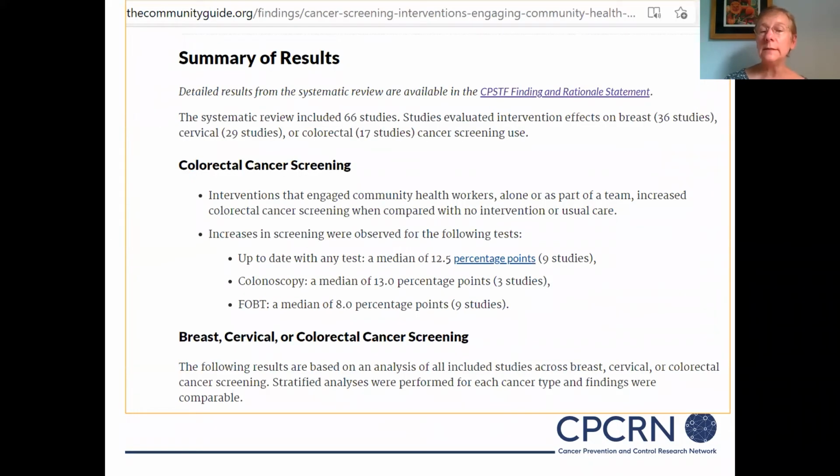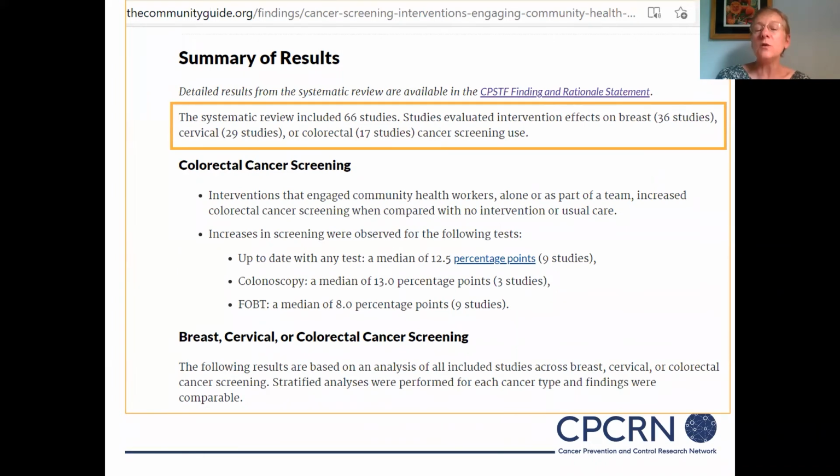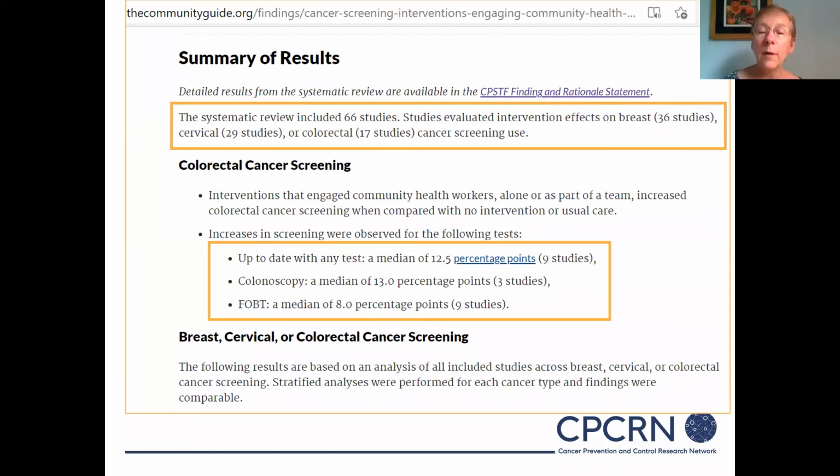And here's the results, and so the first thing you see is the number of studies that were reviewed, 66 in total, of which 17 were studies of colorectal cancer screening. And then you will also see that they tell you the magnitude of the effects. So you will see that for 9 studies that looked at whether or not it increased the percentage of patients that were up to date with any colorectal cancer screening test, they saw a 12.5 percentage point increase across those studies, which is a pretty substantial increase in screening rates. So that's great.